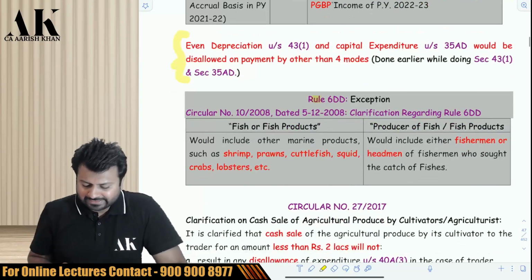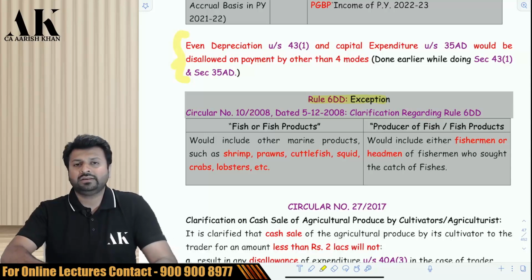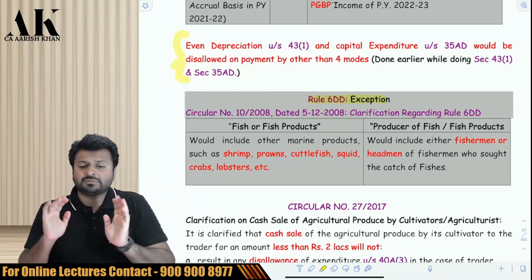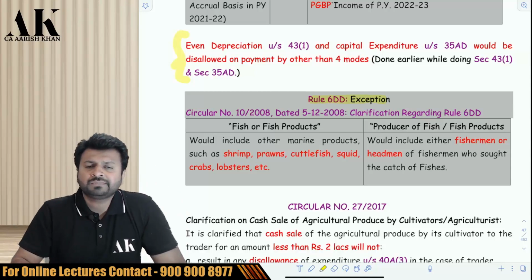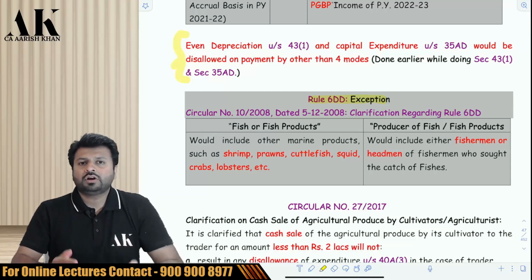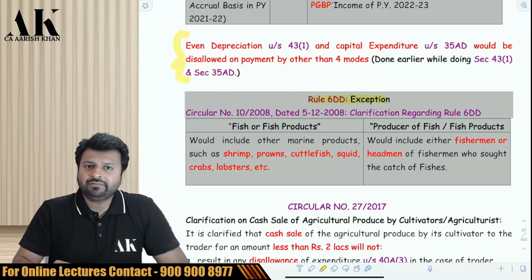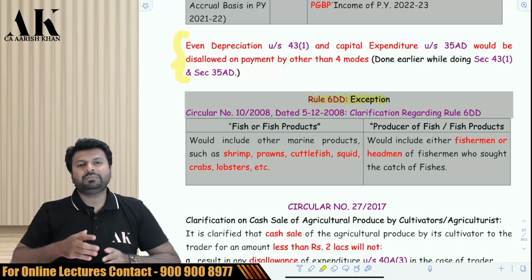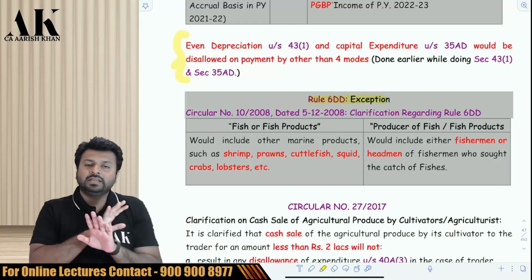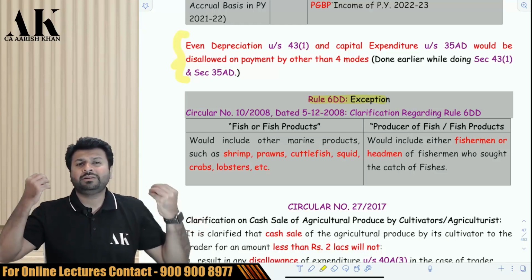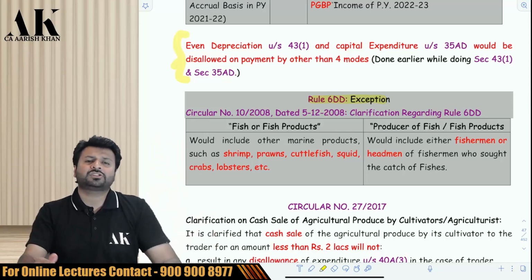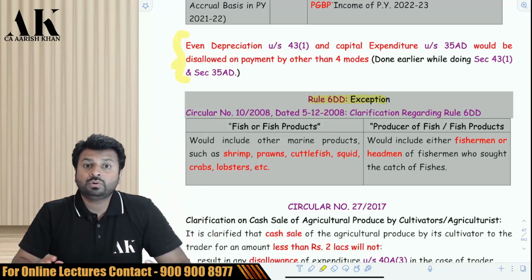Now, Rule 6DD exception. What does this exception have to say? The complete list of exceptions is not in this particular book, but I am telling you all the important ones. The government has given an exception list in Rule 6DD, whereby if you make the payment to the following persons, then 40A(3) is not applicable. It means you can make the payment as much as you want in cash. There is no harm. So who are those lucky people?